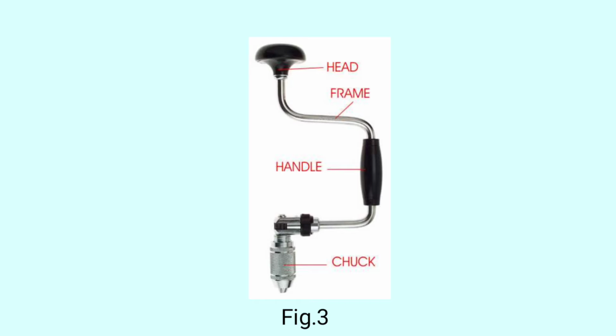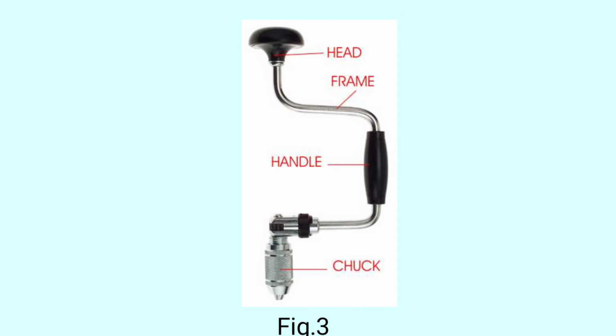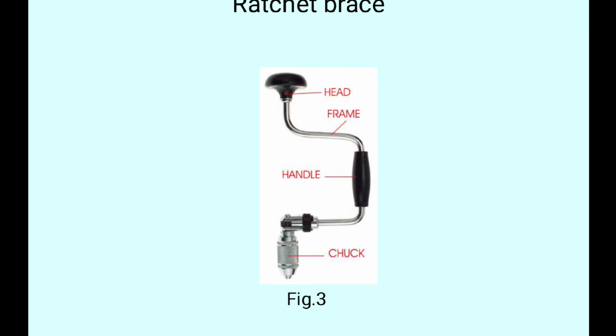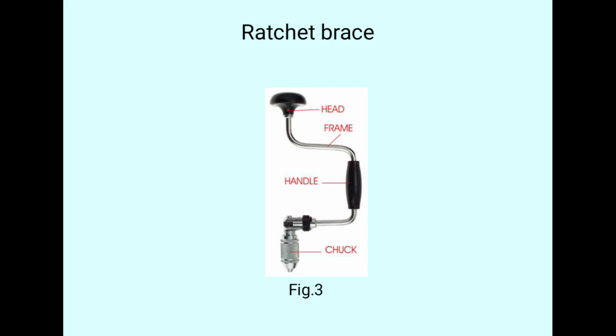This is the actual diagram of a ratchet brace. At the bottom of the chuck there are some jaws, which hold the bits, and there will be a handle and a frame. The frame is nothing but a crank, and also the head. This is the ratchet brace.